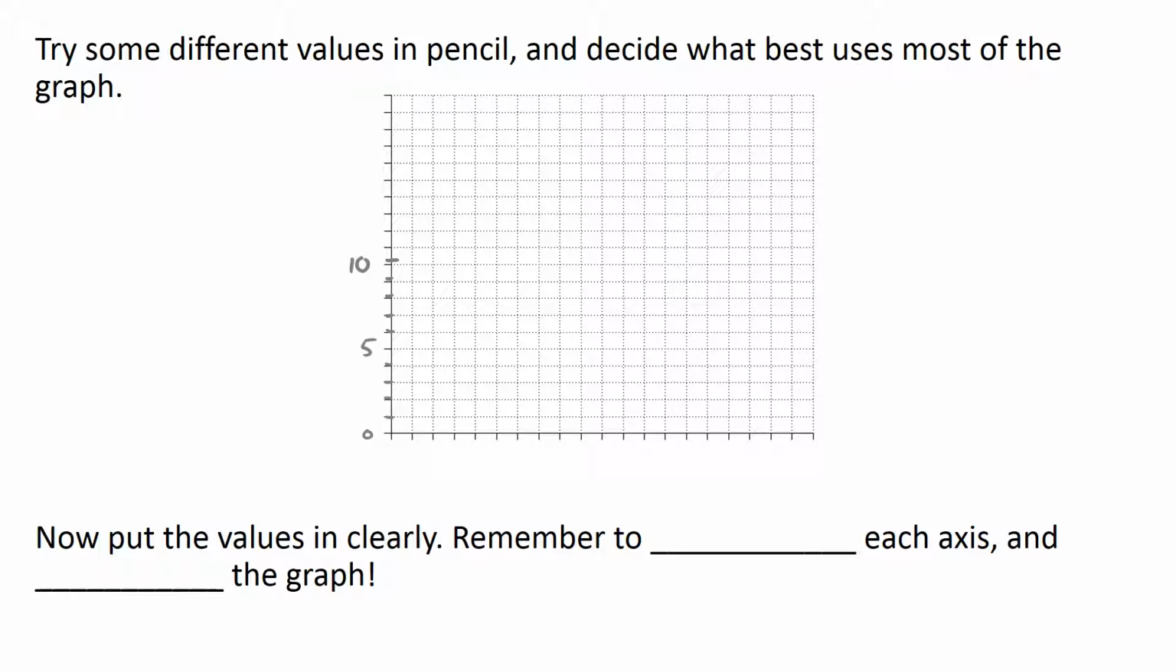So I'll do this one in a different color. Let me use black here. So now 1 would be after 2 dashes on the y-axis, and then 2, 3, 4, 5. So now 5 is halfway up. 6, 7, 8, 9, 10, and 10 is at the top. That's perfect. That uses the whole y-axis, so let's go with that.